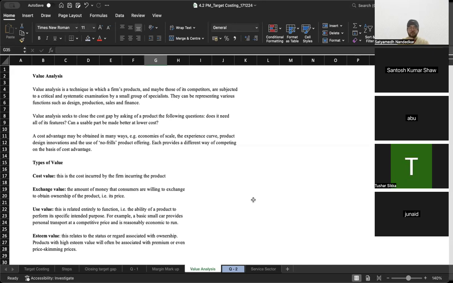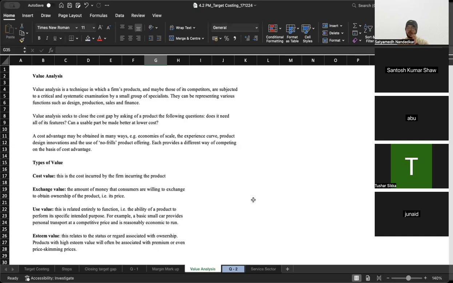Each provides a different way of competing on the basis of cost advantage. So, in case of target costing, value analysis means identifying what are those features which, in the eyes of customers, add value to the product and which they consider absolutely essential, and what are those features of a product which, according to them, do not add any value to that particular item.